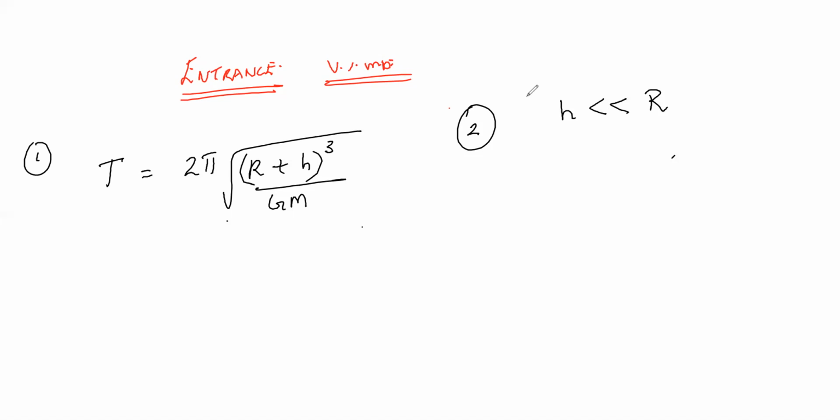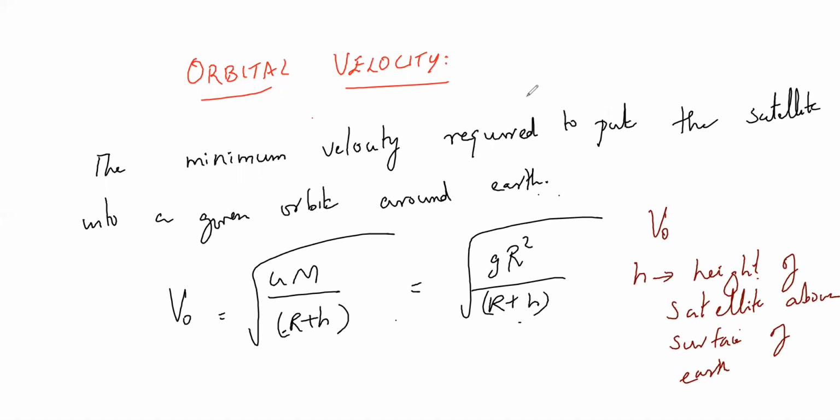So that is the same as this, okay? H stands for the height of the satellite above the surface of the Earth. R is the radius of the Earth. M is the mass of the Earth. So these things you have to keep in mind.